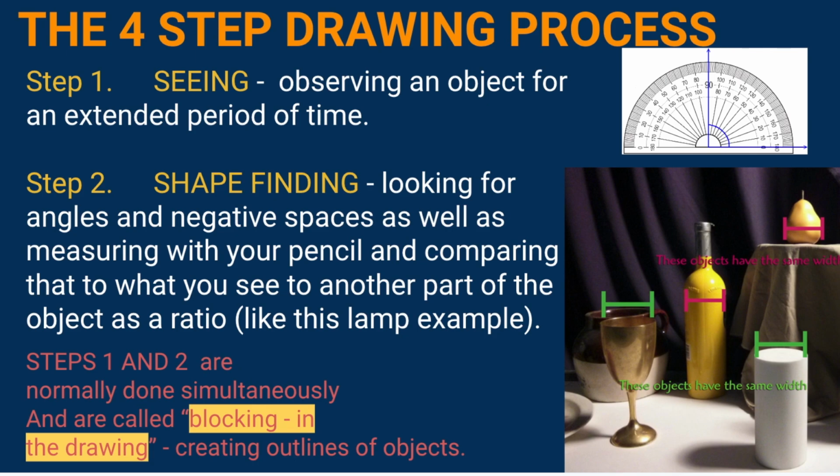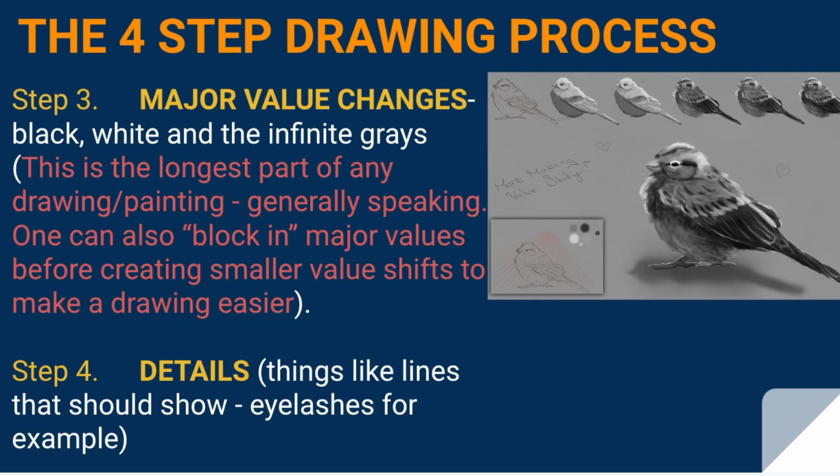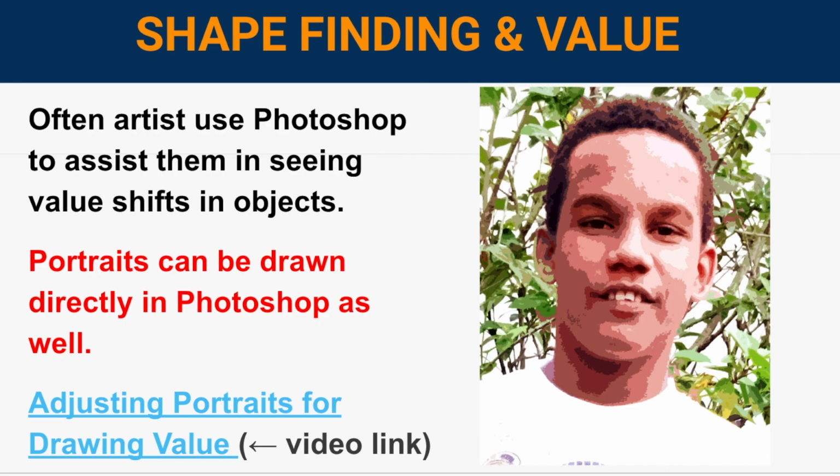And steps 1 and 2, seeing and shape finding, are normally done together. The 3rd step would be major value changes, where you're creating all the different layers of value and color on your artwork. And then the very last thing would be details. So on your portrait, that would be things like eyelashes or the lines in your lips or eyebrows or single hairs on your head.